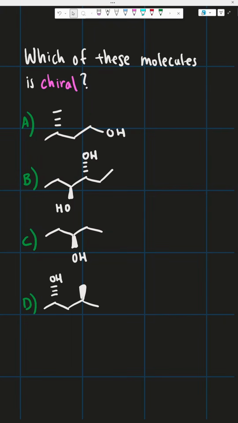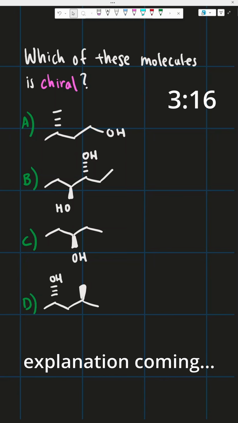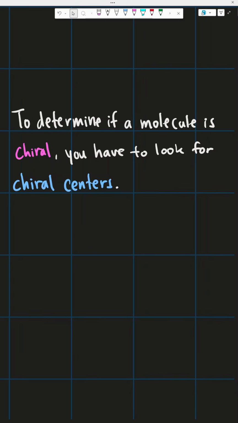Which of the following molecules is chiral? To determine if a molecule is chiral, you should look for chiral centers. A chiral molecule means that the mirror image of the molecule is not superposable on itself. You can think of your hands, for example.